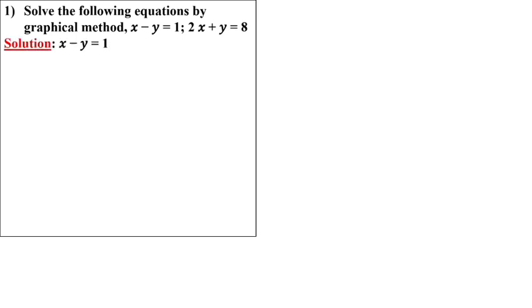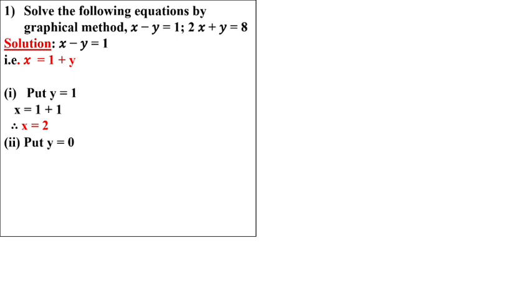Now children, the two equations are given. The first equation is x minus y equal to 1. So minus y will go to the right side and become plus y. With the help of this equation, we will find the values of the other coordinate. Now if we take y equal to 1, what do we get? 1 plus y means 1 plus 1 is 2. If the y value is 1, then the x value will be 2.